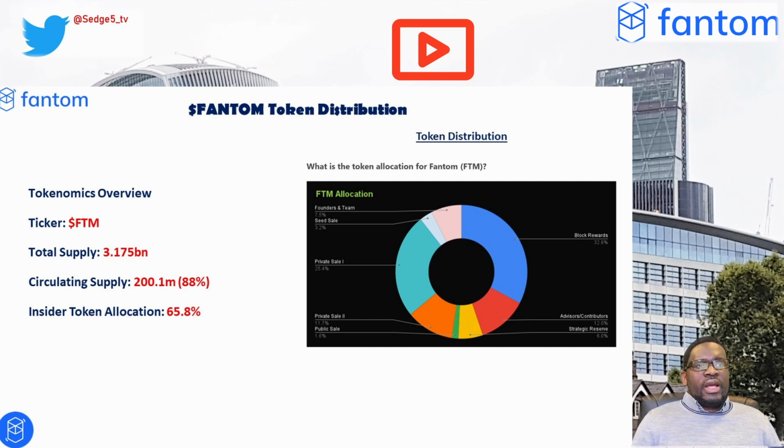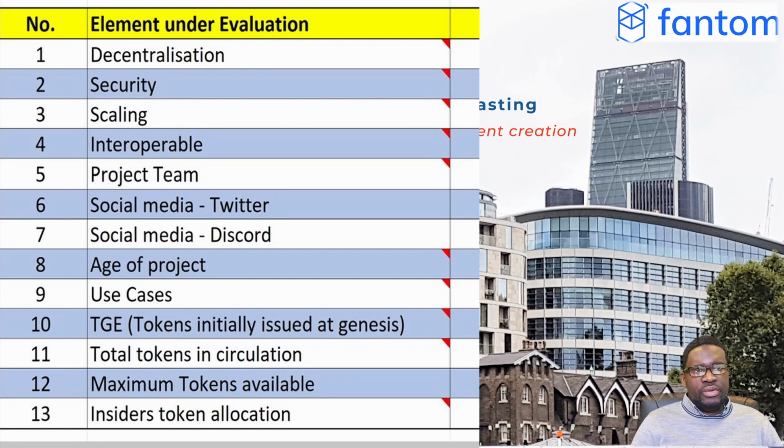Now here's a rundown again of the 13 elements that we're going to score as part of our DYOR review. You've got decentralization, security, scaling, interoperability, project team, social media presence via Twitter, social media presence via Discord, then age of the project, use cases, tokens issued at project launch, tokens in circulation at the time of recording, maximum tokens available, as well as insider token allocation. These are going to be scored, each of these elements out of 10, 0 being the minimum, 10 being the maximum or the best score.